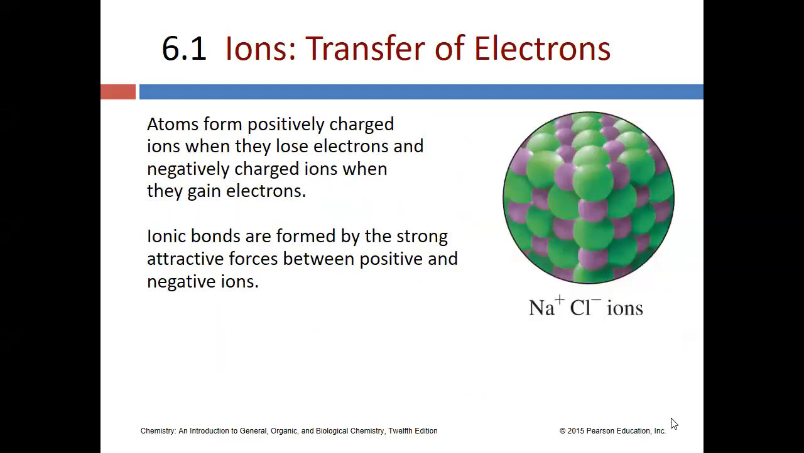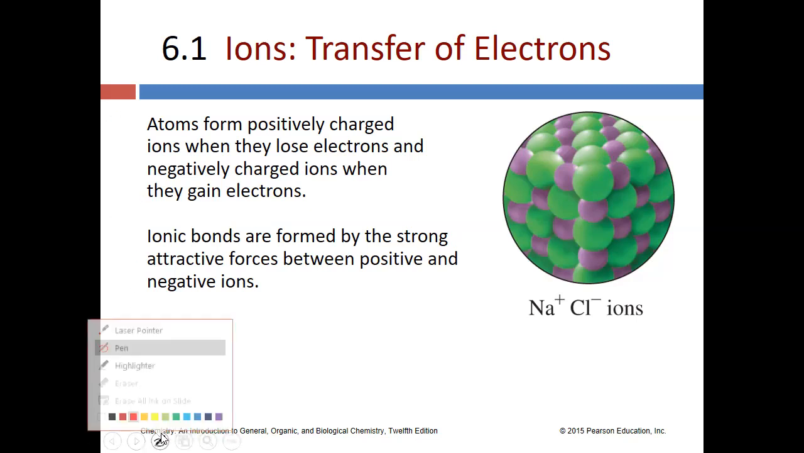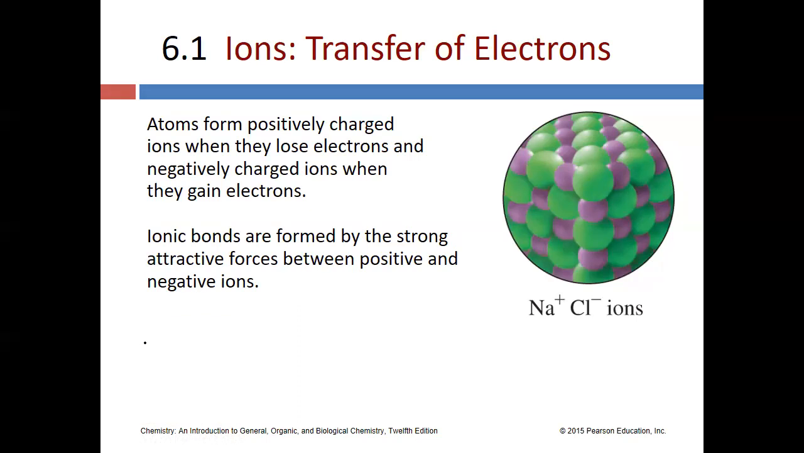So the first half, maybe even a little bit more of this chapter, is all about ions. And so we need to get into, well, what is an ion? Now, our book gives us a little bit of direction here. Atoms form positively charged ions when they lose electrons, negatively charged ions when they gain electrons. But we're kind of missing the fundamental: what is an ion?